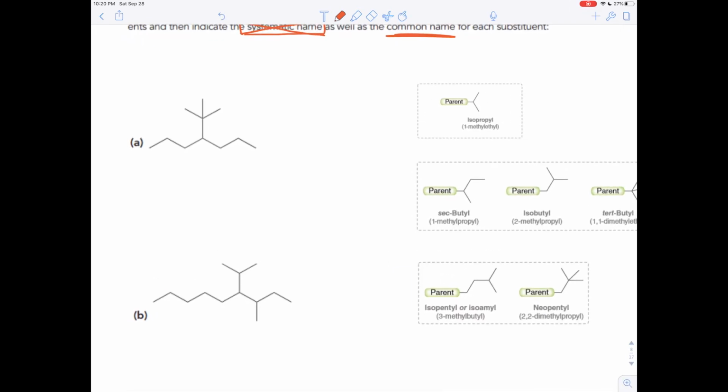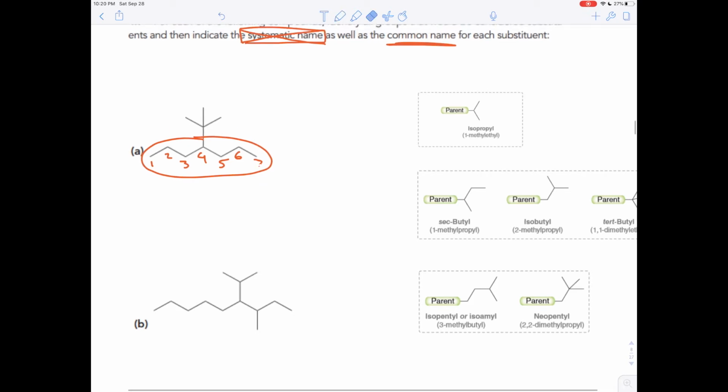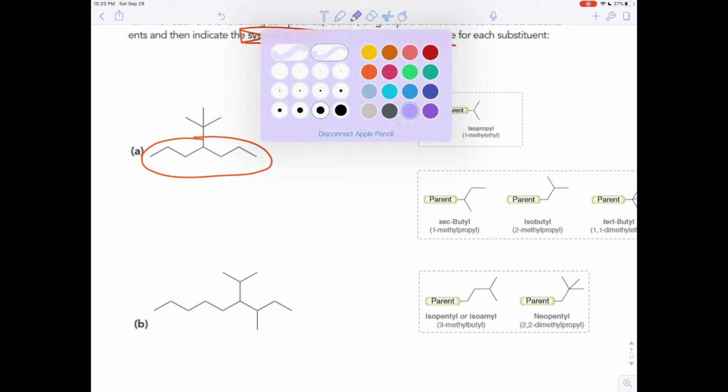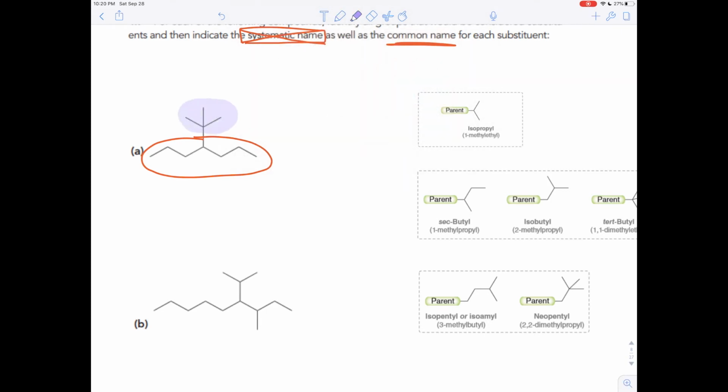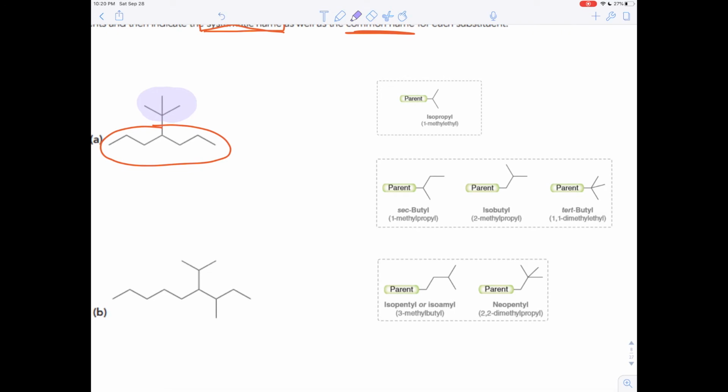So the first step is to identify the parent chain. So here you have 1, 2, 3, 4, 5, 6, 7. That's the longest chain you can find without going backwards or lifting up your pencil. So that's the parent chain. Here they're not asking for the name of the whole compound or of the parent chain. They want to focus on getting the names of these branches. And so here we have this branch. So which of these common branches is that? That's that tert-butyl branch. And so you'd have that named tert-butyl.